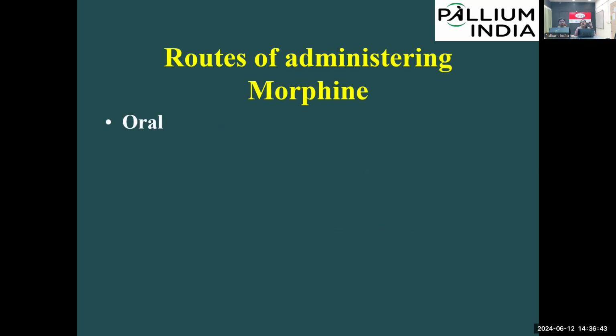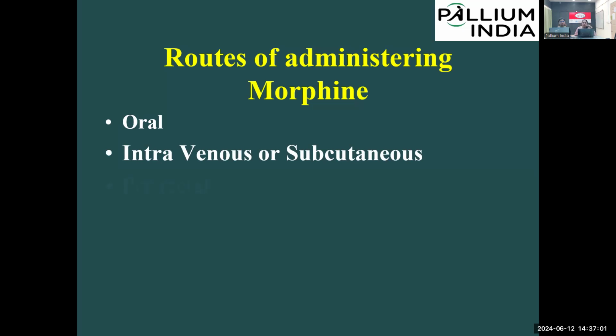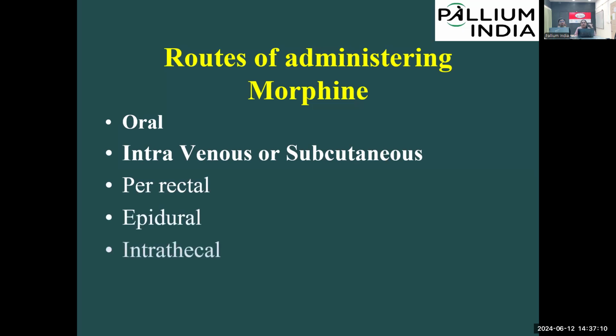We have already said the most preferred route for any analgesic would be the oral route. Other than the oral route, we have also seen intravenous morphine titration. So morphine can be given intravenously as well as subcutaneously. What are the other routes of administering morphine? Morphine can be given through the perrectal route, epidural, and intrathecal. So these are the various routes of administering morphine.